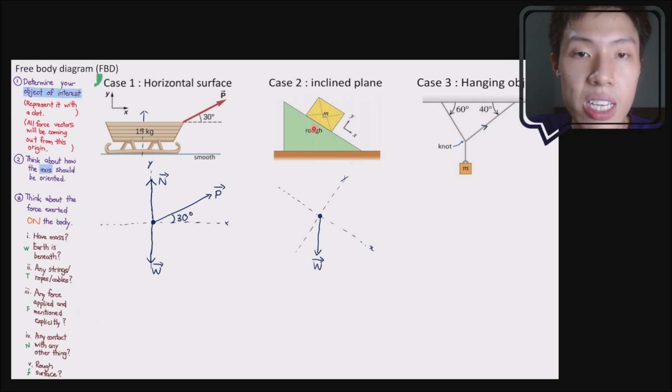Fourth question, is the parcel in contact with any other thing or any other surface? In this case, yes, the parcel is touching something. The parcel is touching the triangular block. And since it is touching something, you should expect a normal force. And since the parcel is touching only one thing, there should be only one normal force.